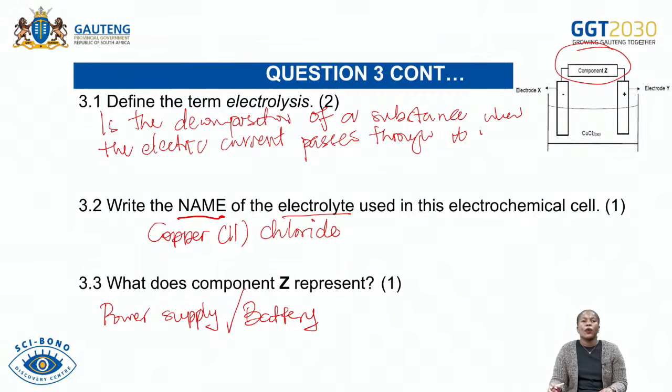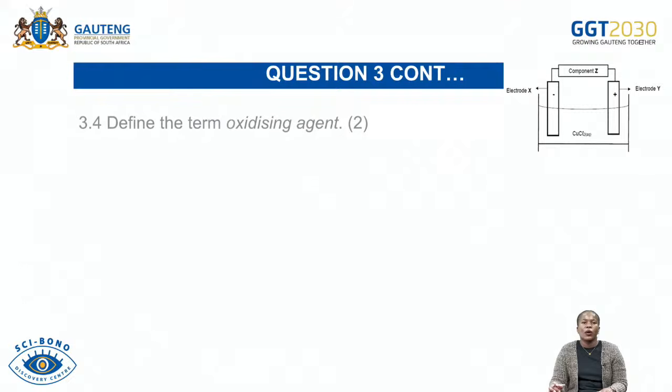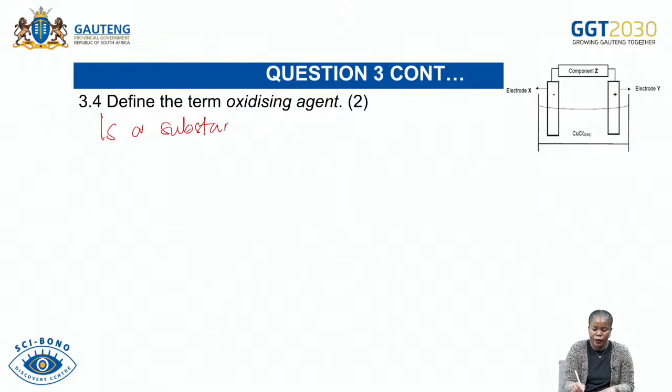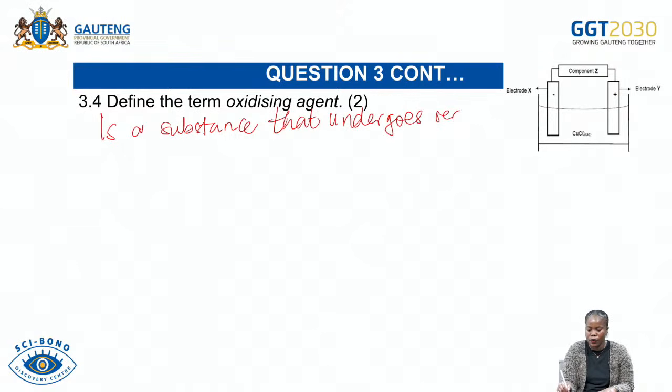Moving right along, we have also 3.4. It says define the term oxidizing agent. What is an oxidizing agent? It is a substance that undergoes reduction. See, when you get your facts in order, everything is simple. When you get to an exam, you are attacking the question paper.